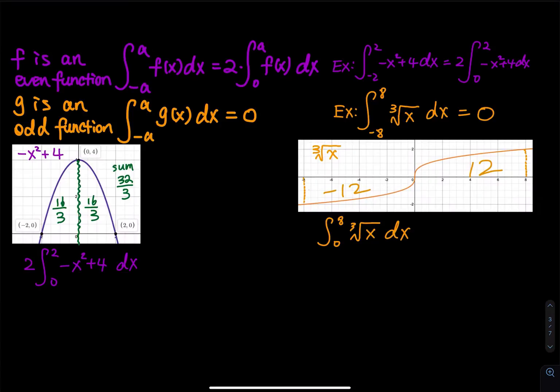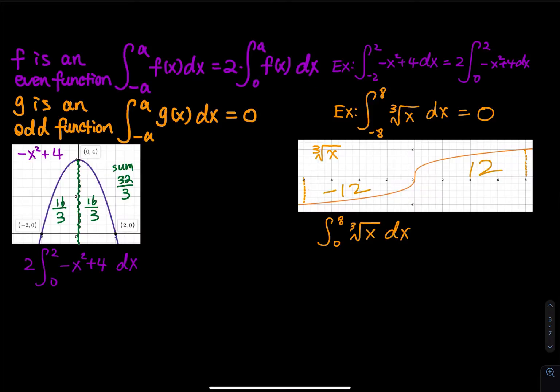Even and odd properties of definite integral. So the first one is even properties. Let's say the function f is an even function. We have a definite integral from negative a to a of f of x dx that is equal to 2 times the integral from 0 to a of f of x dx.